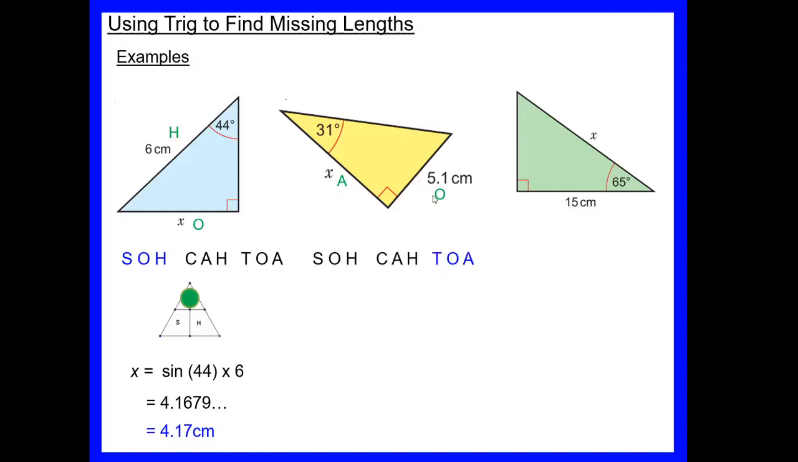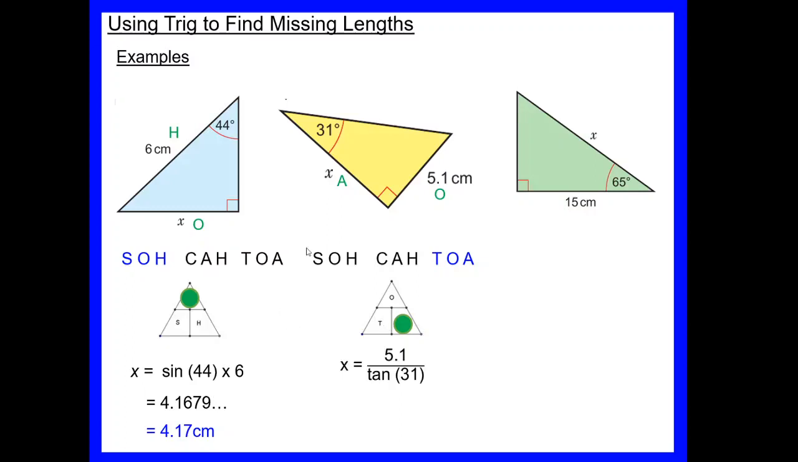So from car or tower, the only one with O and A is tower. So we're going to use tower this time. So there's our tower triangle. We'd like to find the adjacent. So we're going to cover up the adjacent and we're left with O over T. So that's the opposite over the tangent of the angle.